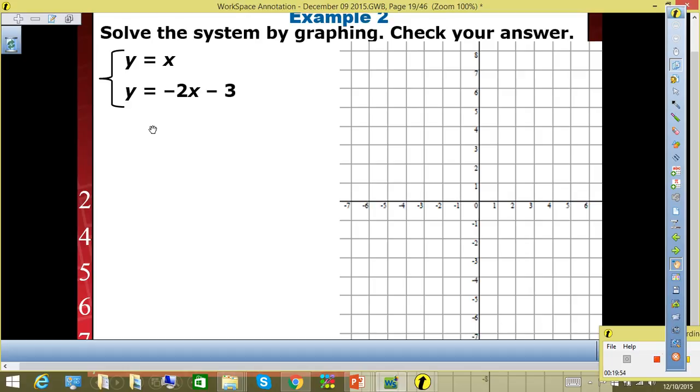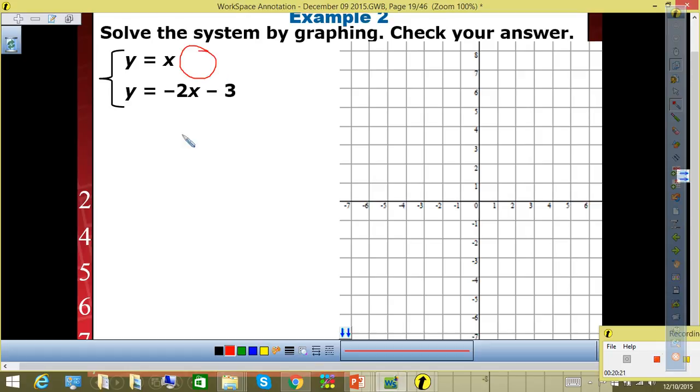Step 2, everyone: graph. So let's start graphing the top one. We're starting with the red. What information do I need from here? The b, which is the y-intercept. So what is the y-intercept? 0. So you put plus 0 and you plot your point right there.